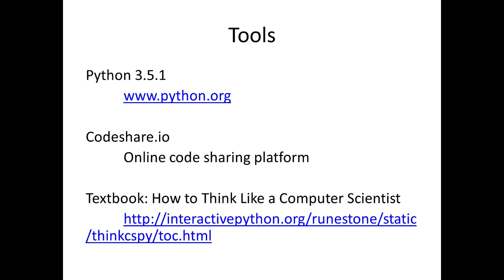Periodically throughout the course, we'll have meetings where we work on projects together. For these meetings, we'll use codeshare.io. This is a website that allows us to write code in a way that anybody who's present can contribute. And lastly, the textbook for this course is called How to Think Like a Computer Scientist. You can find this textbook at Runestone Interactive at interactivepython.org. You can follow the link in the video or in the slides.